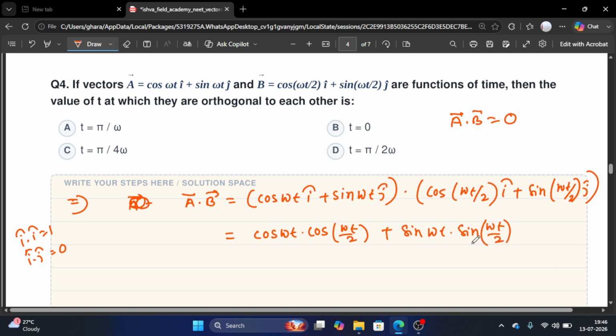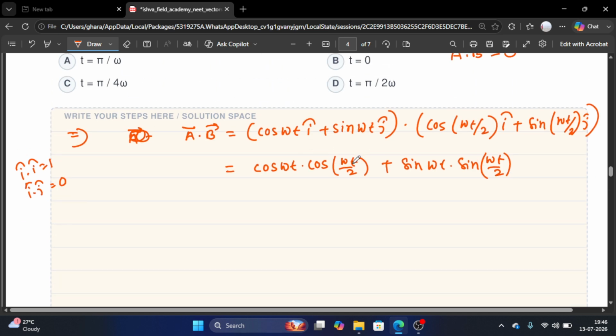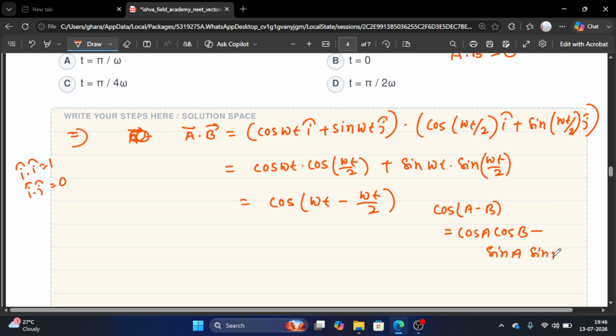We know the formula cos(a minus b) equals cos a cos b plus sin a sin b. So this one is cos(omega t minus omega t by 2). This is the formula we all know.